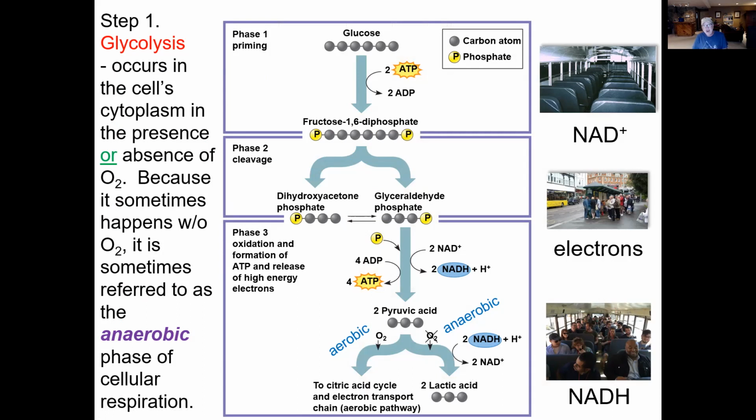Okay, so to summarize, glycolysis involves the degradation of glucose into 2 3-carbon pyruvic acid molecules. And along the way, the cell will degrade 2 ATP, make 4, and come out ahead, therefore, by 2. The cell will also generate 2 NADH molecules, these electron carriers. We got 2 big bus loads of electrons that we've produced here in glycolysis. We're ready now to continue on the aerobic branch to the next 2 steps.